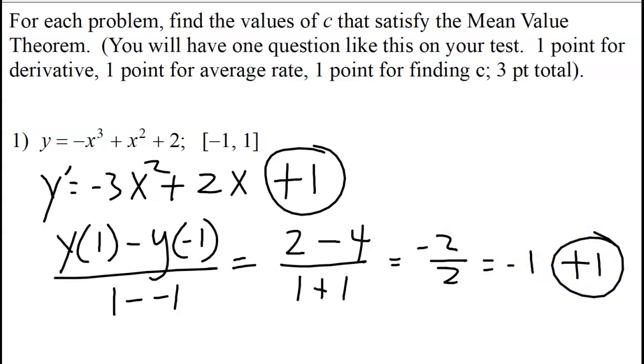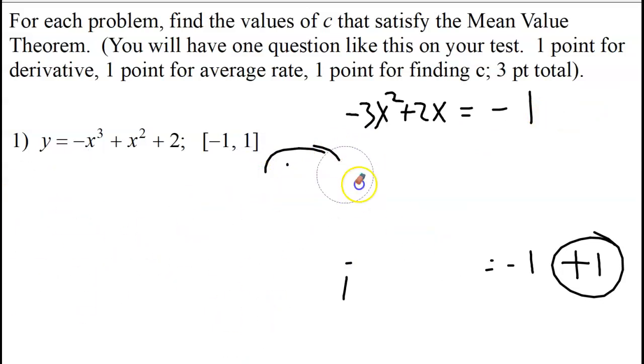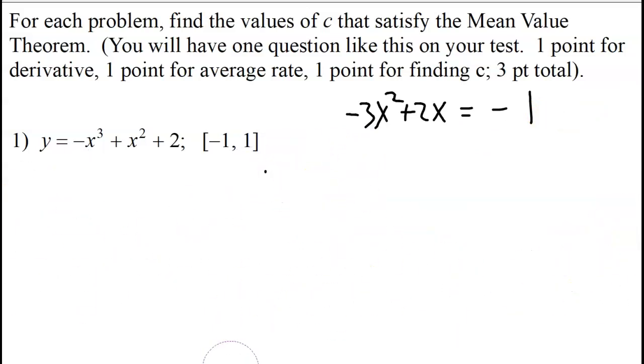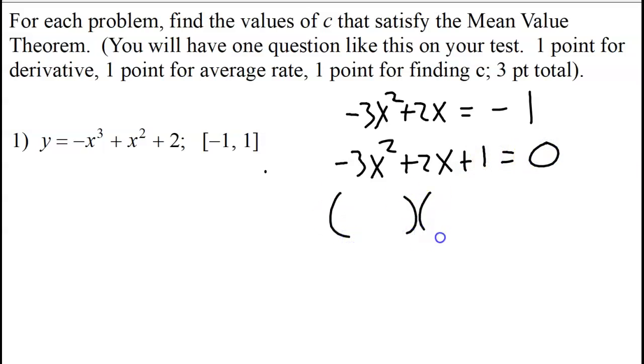All right, the next thing you have to do is remember the point of the mean value theorem is that we're looking for the place where the derivative is equal to the average rate of change. And so now we have to solve this equation up here. Since it's a quadratic, the first thing I'm going to do is make sure that it equals 0 by adding the 1 to both sides. And then I'm going to go ahead and factor it. You could also use quadratic formula if you're more comfortable with that.